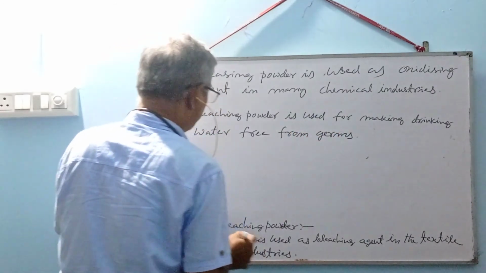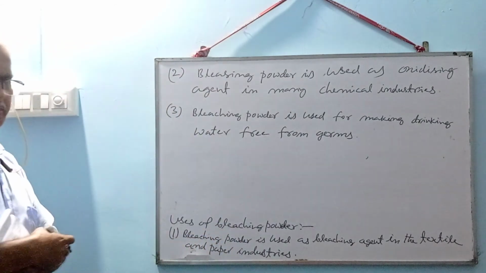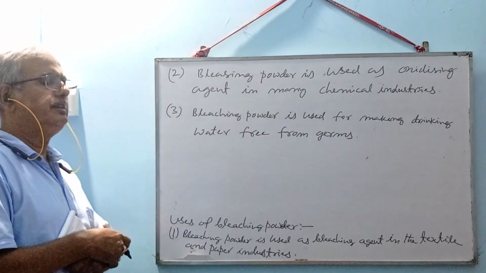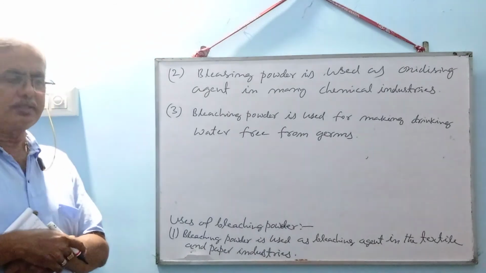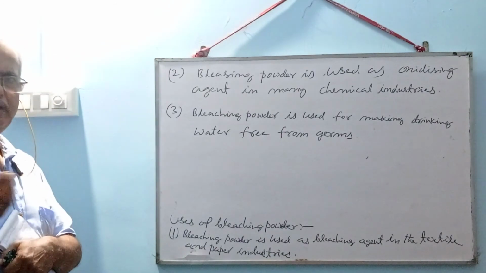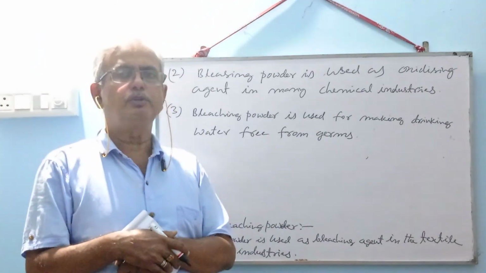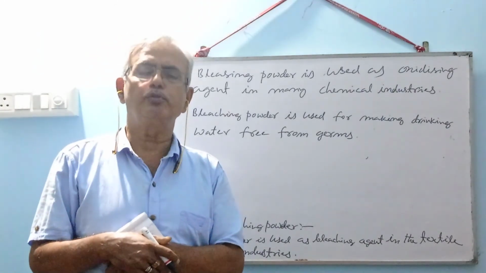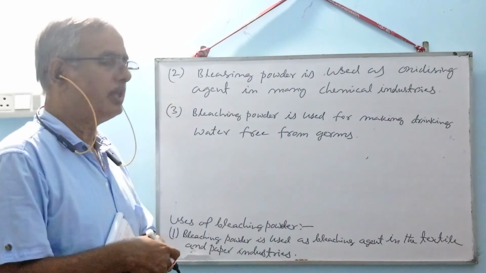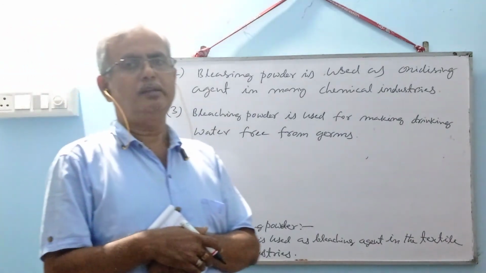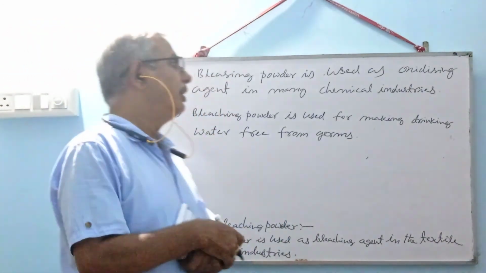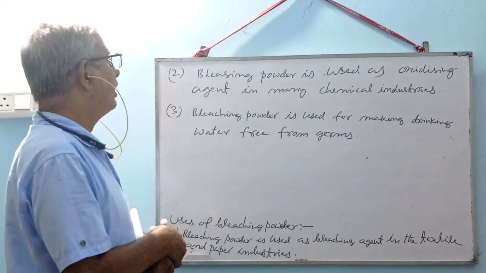I hope you understood. After that, bleaching powder is used as a disinfectant. Sometimes we spread this bleaching powder around the house to kill mosquitoes and germs. That is why it is called a disinfectant. My dear students, I hope you understood.